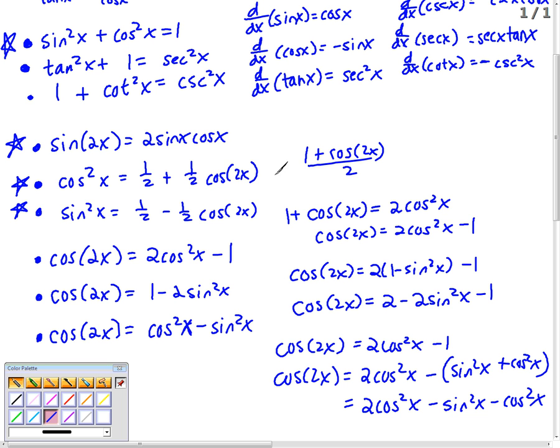These were very important in Cal 1 when you had to integrate cosine squared x. You didn't know how, right? So you integrated this side instead. This was a U substitution because it's a chain rule, composition functions. Okay, so we will stop here.